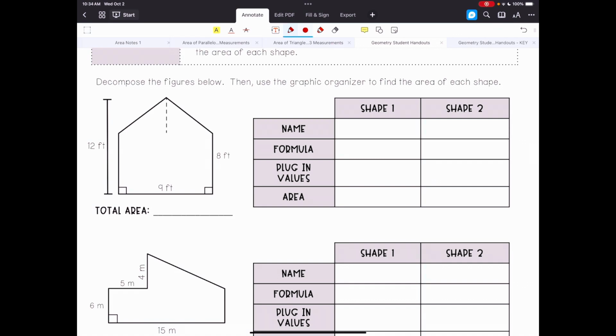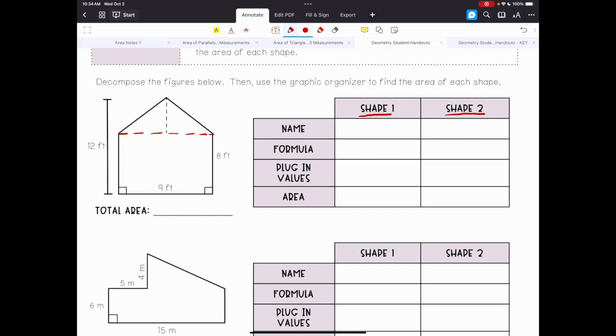So the first thing we're going to do is take that red marker and decompose this. It looks like a house, but I don't have a formula for a house. My graphic organizer over here tells me that I'm going to end up with two shapes. So just by looking at this, I see that I could cut the roof off the house in my mind. Visualizing this can be helpful. So I'm going to cut the roof off the house, and that creates a triangle and a rectangle.